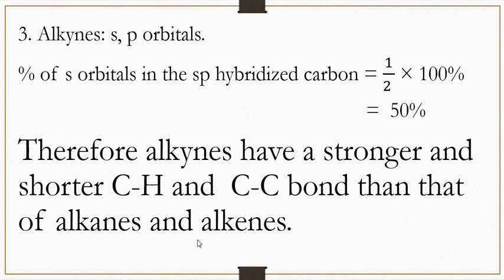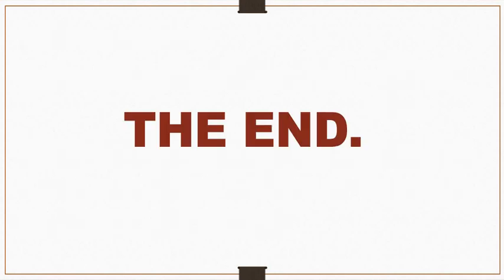Therefore, we can conclude that since alkynes have 50% of their orbitals being the s, therefore alkynes have a stronger and shorter carbon-hydrogen and carbon-carbon bond than that of alkanes and alkenes.